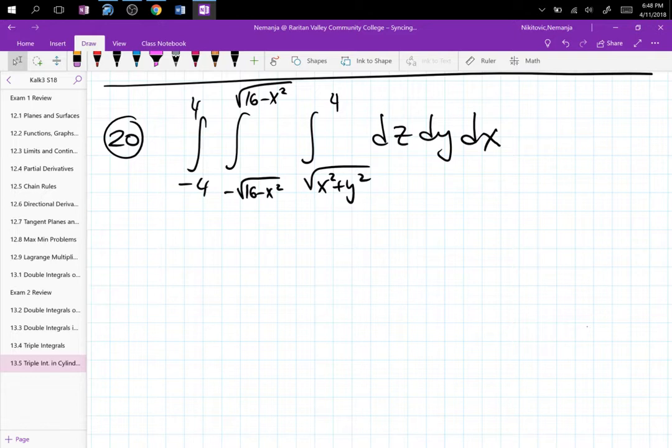Well, the dz integral is easy, right? But when you solve it, you get 4 minus this square root, and then it's time to integrate with respect to y. There is no y in front of this to use u-sub. So what's your only option? Trig sub, exactly. Very good. So x is going to be a constant, and you do the trig sub on y squared.